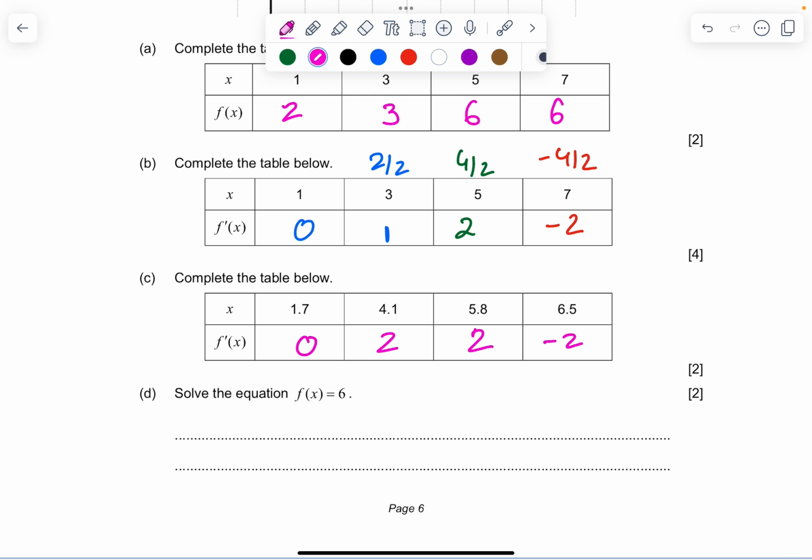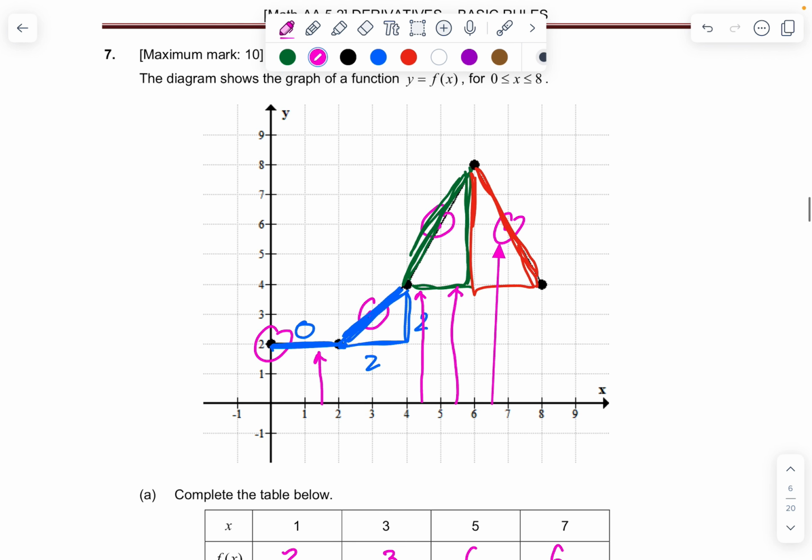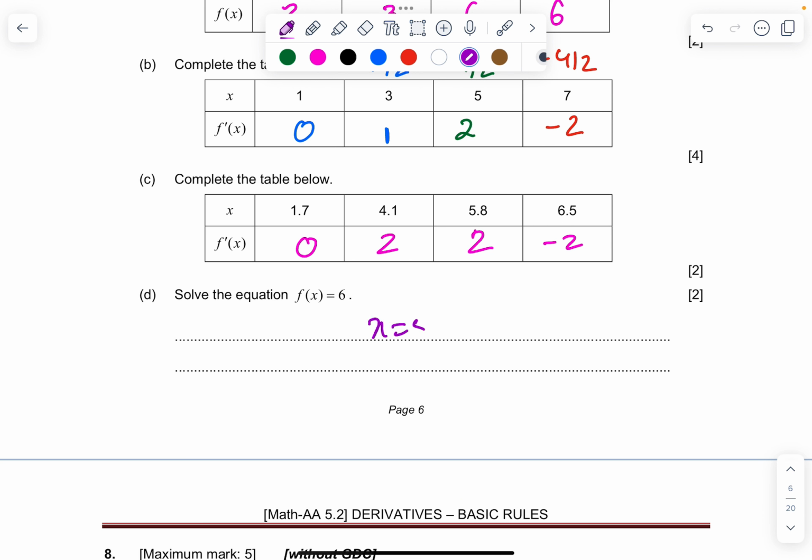Solve f of x equals to 6. F of x equals to 6 means what am I going to do? I am going to draw a line at 6. And we can see that it is intersecting at 5 and it is intersecting at 7. So x equals to 5 and x equals to 7.